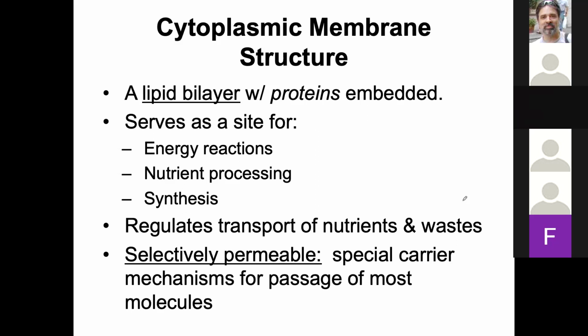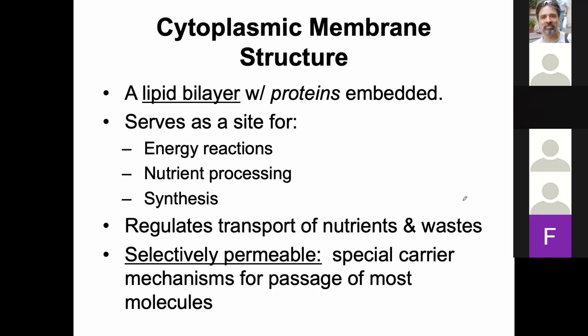So a lot of stuff goes on at the plasma membrane. It regulates the transport of nutrients and waste because it is semi-permeable, right? The phospholipid bilayer only will permit lipid-soluble materials to pass through it without help. Anything that's charged or polar is locked out unless it has a special transport protein for it embedded in the membrane, right? So that is the unique quality of the plasma membrane that allows the cell to remain functional.